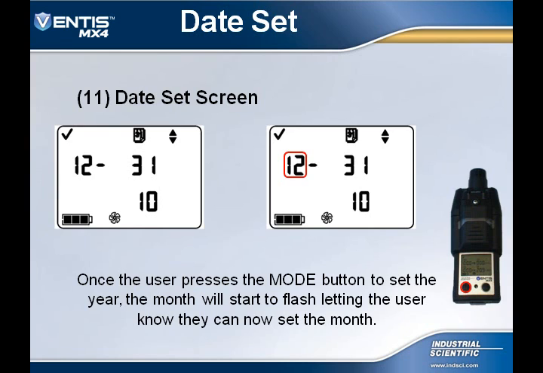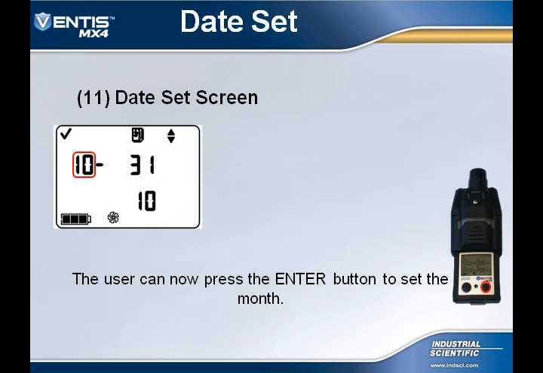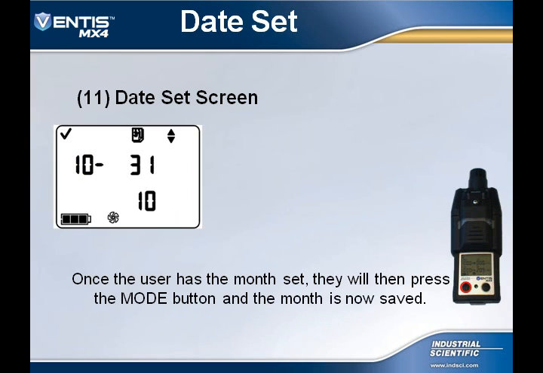The month digit will start flashing, allowing the user to change the month. Press the Enter button to change the value to the correct month. Then press the Mode button to save that month.